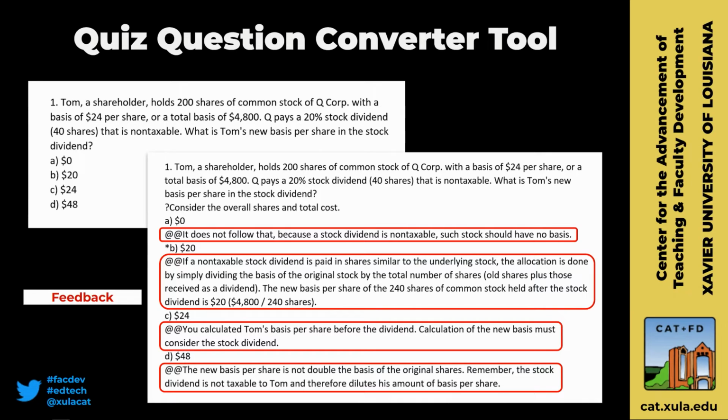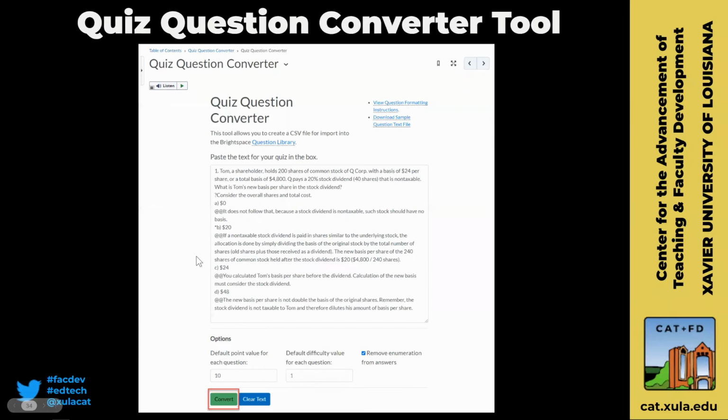So you can reformat information that you might have in a Word document so that you don't have to type the questions in one at a time into Brightspace. You might find that this is easier for you to do. And once you create your file with all of your questions formatted like this, you would basically copy that information and just paste it inside of this quiz question converter tool.